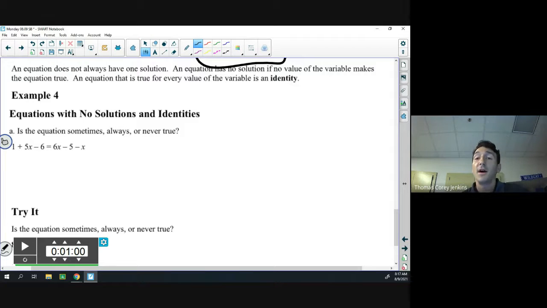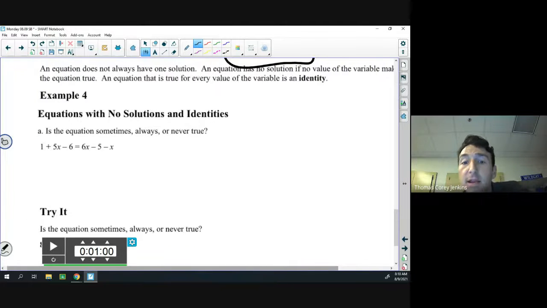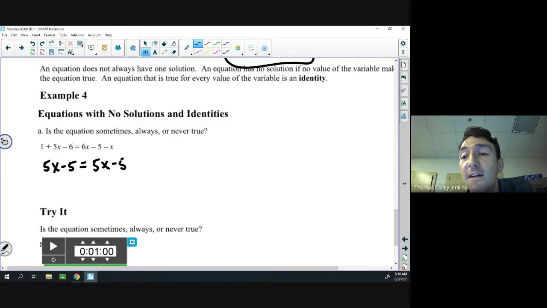All right, looking at number 1. Go ahead and probably simplify both sides first. Let me make sure I'm seeing that right. Yeah. So I'm going to simplify the left side to be 5x minus 5, and then the other side to be 5x minus 5. Really, at this point, you can probably tell what it is. If you have the exact same expression on both sides, which one would it be, IMS or no solution? Anybody know?